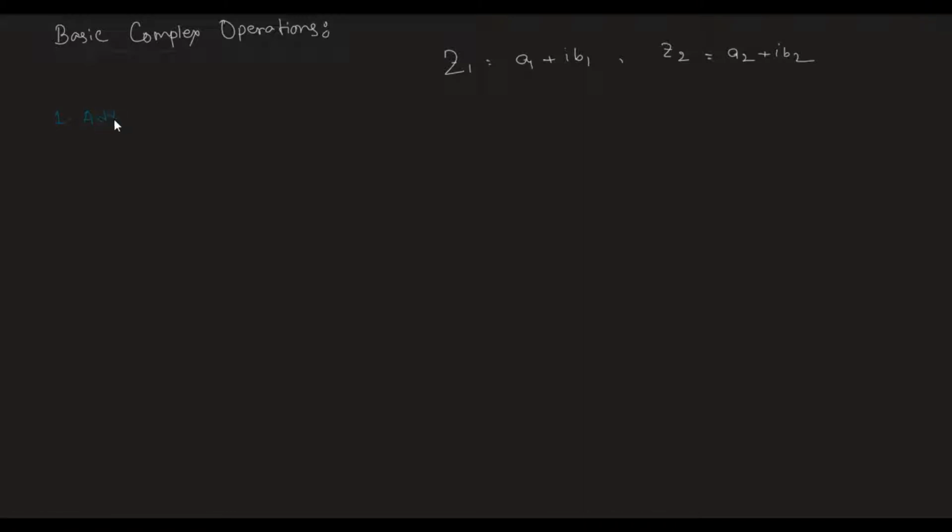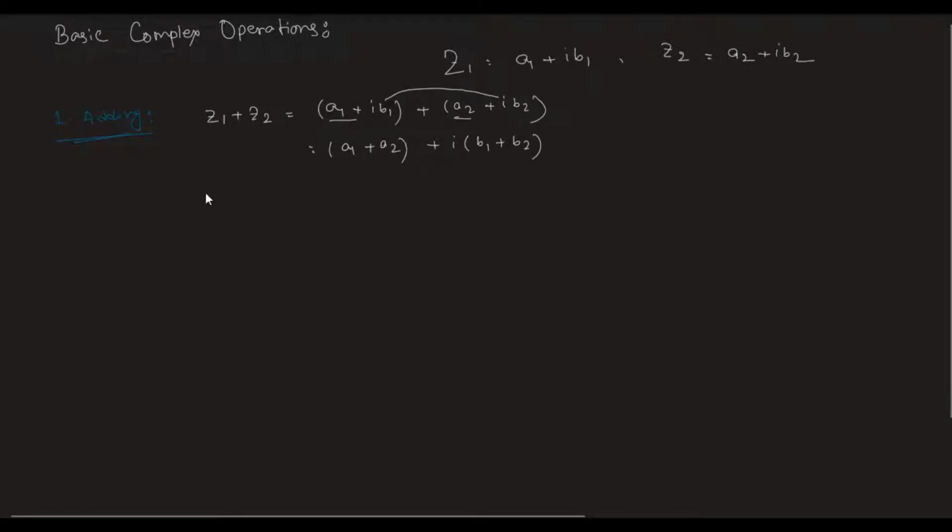So first, adding. For adding two complex numbers, z1 plus z2, we take the real part and imaginary part separately. Here it is a1 plus i b1 plus a2 plus i b2. The real parts are a1 and a2, so a1 plus a2, and take common i from the imaginary part, that is i times b1 plus b2, and that's our formula.